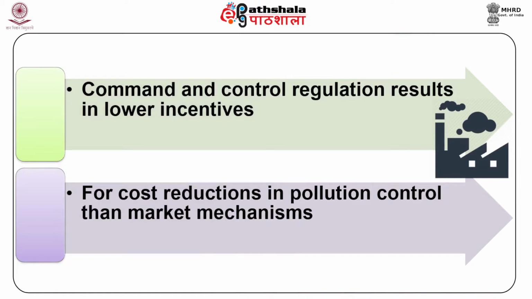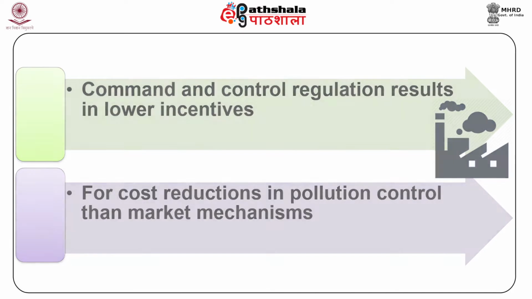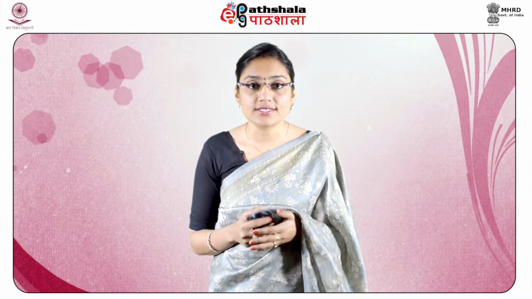The most commonly practiced pollution policy of command and control regulation results in lower incentive for cost reductions in pollution control than the market mechanism. The encouragement to reduce the cost provided by the market mechanism has been referred to as, over the long haul, perhaps the most important criterion on which to judge environmental policies. However, taxes may do better than tradable permits in this important aspect of environmental policy design.